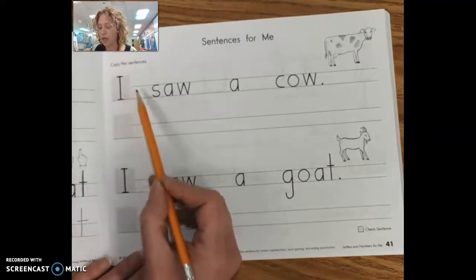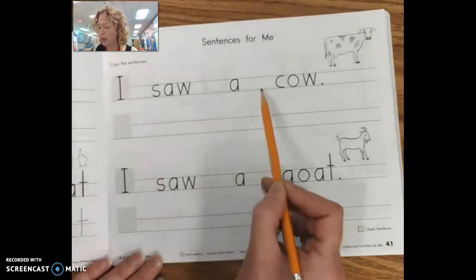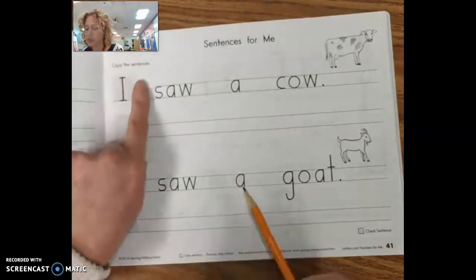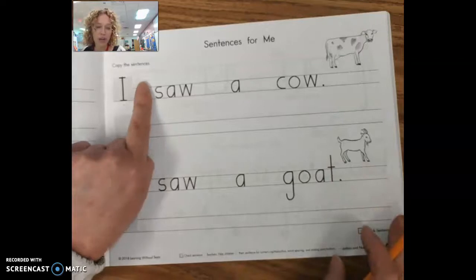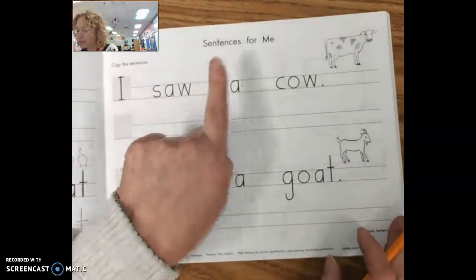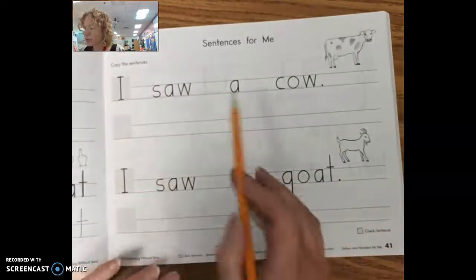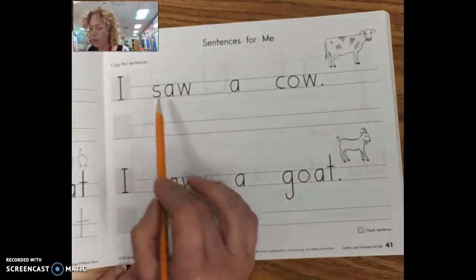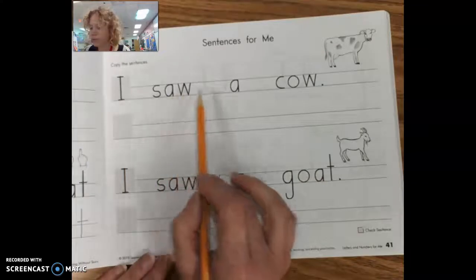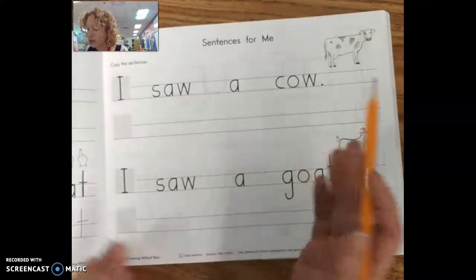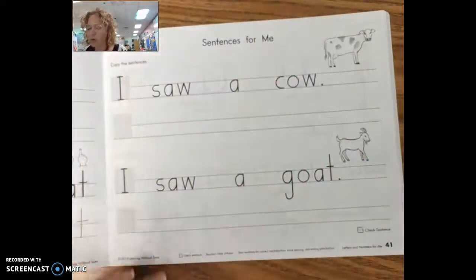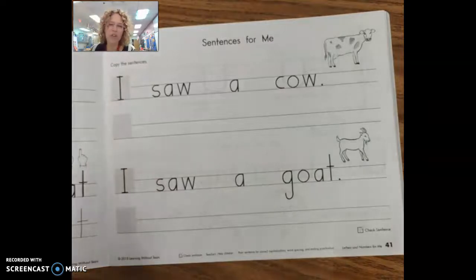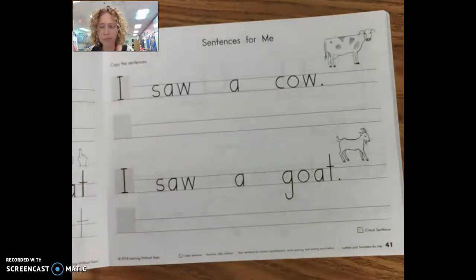Then you're going to notice that in between the words there is spaces. You can put your whole finger in those spaces. They do that so you know the difference where one word starts and where the next one starts. So you don't get confused, because if it was all put together, it would be a bunch of just letters and it wouldn't be any words.